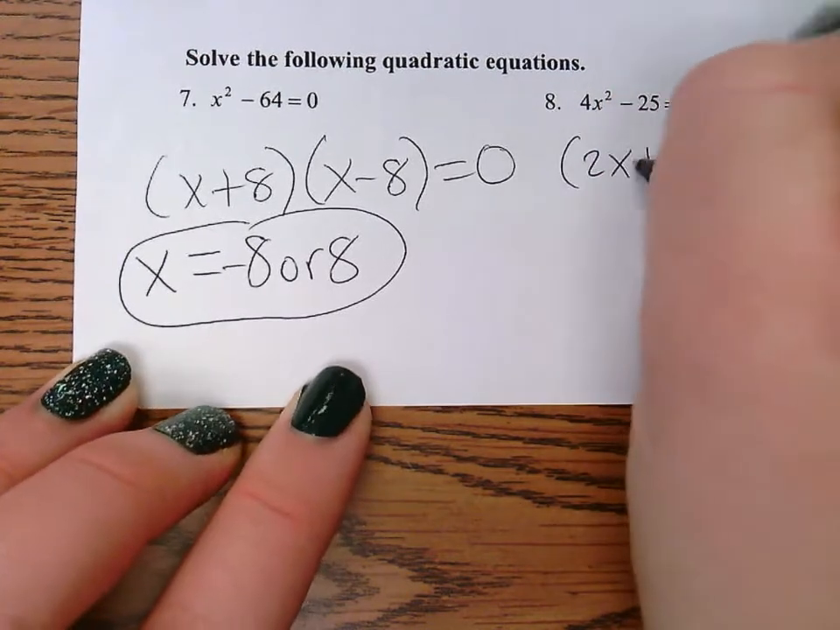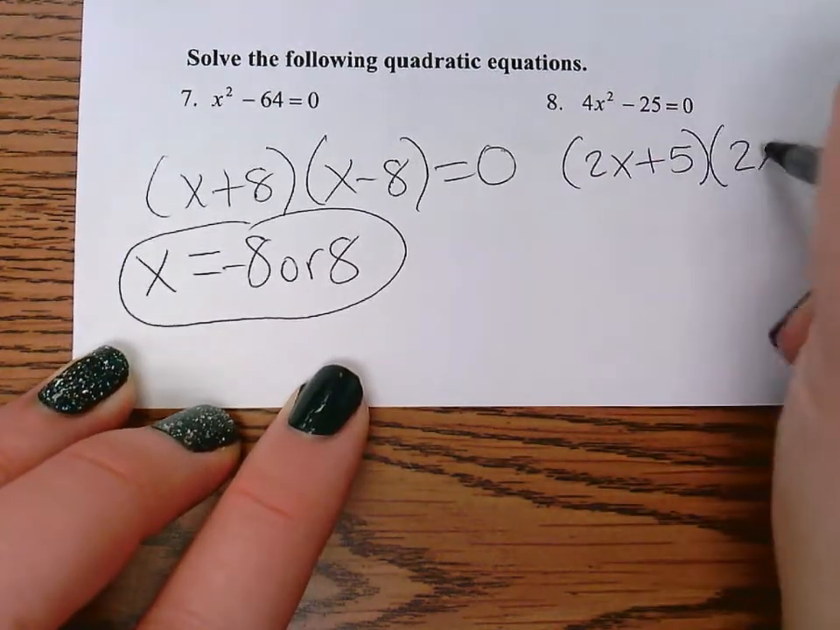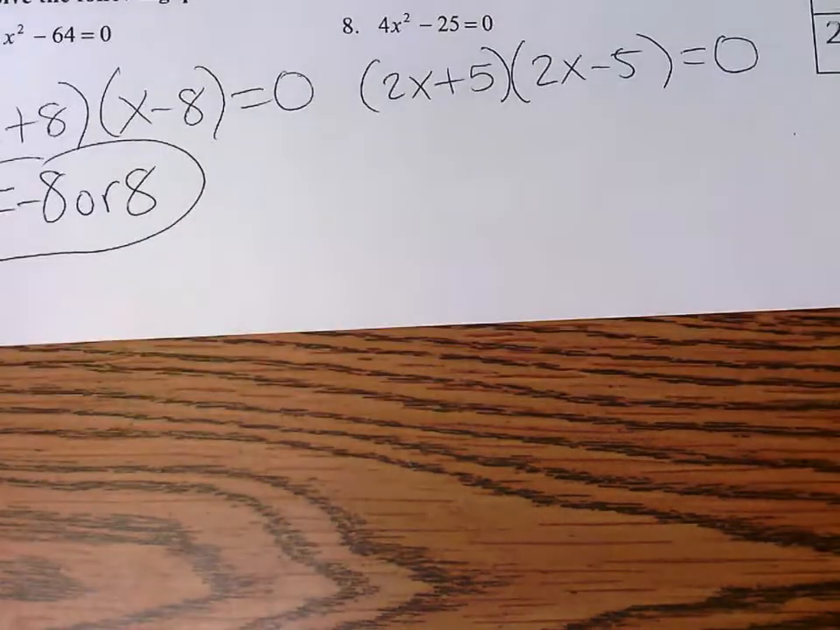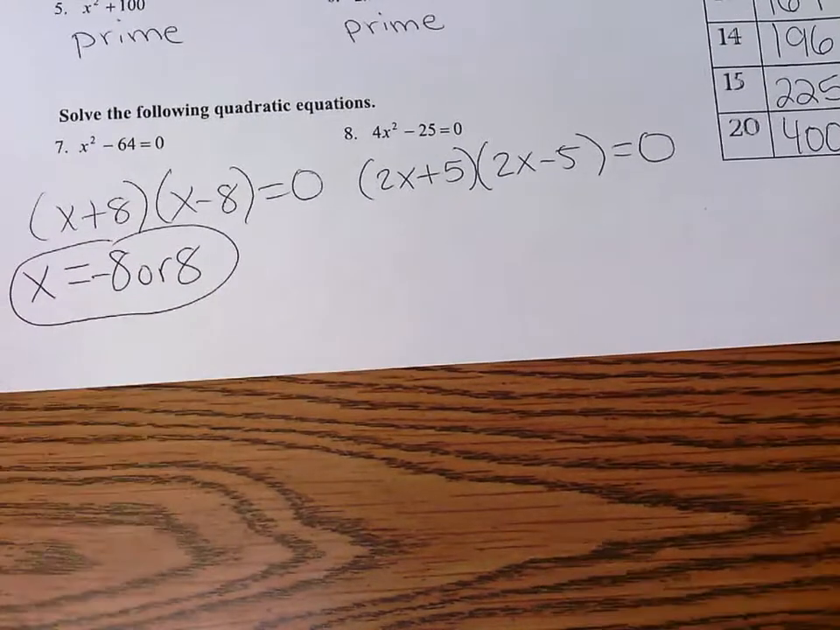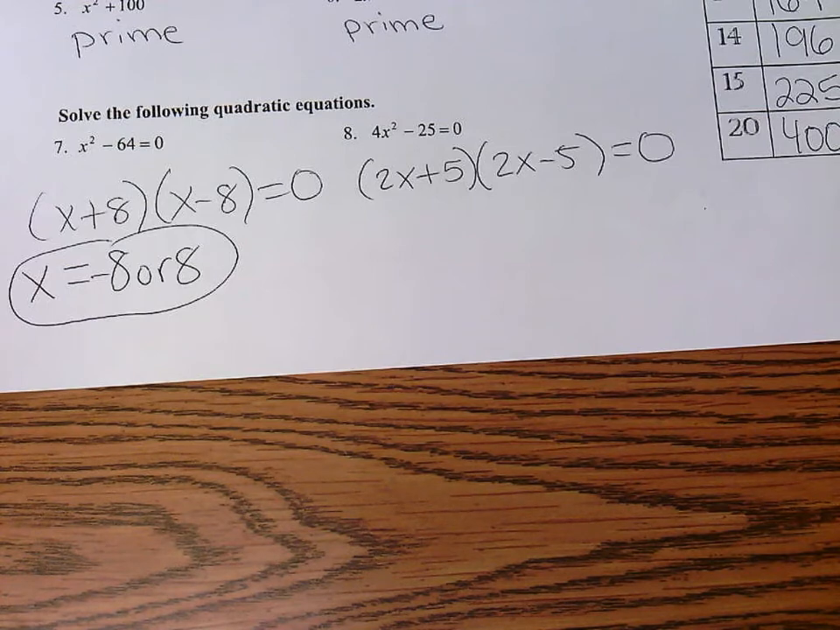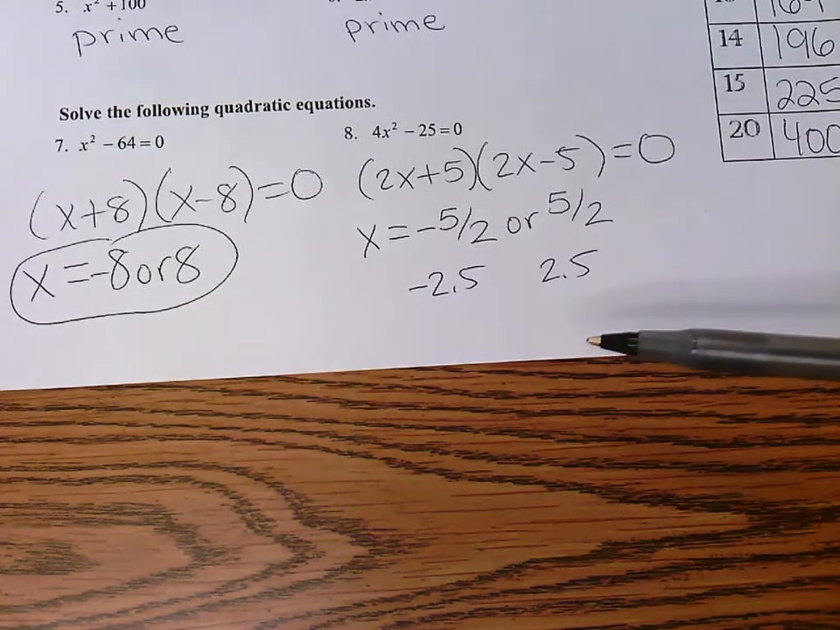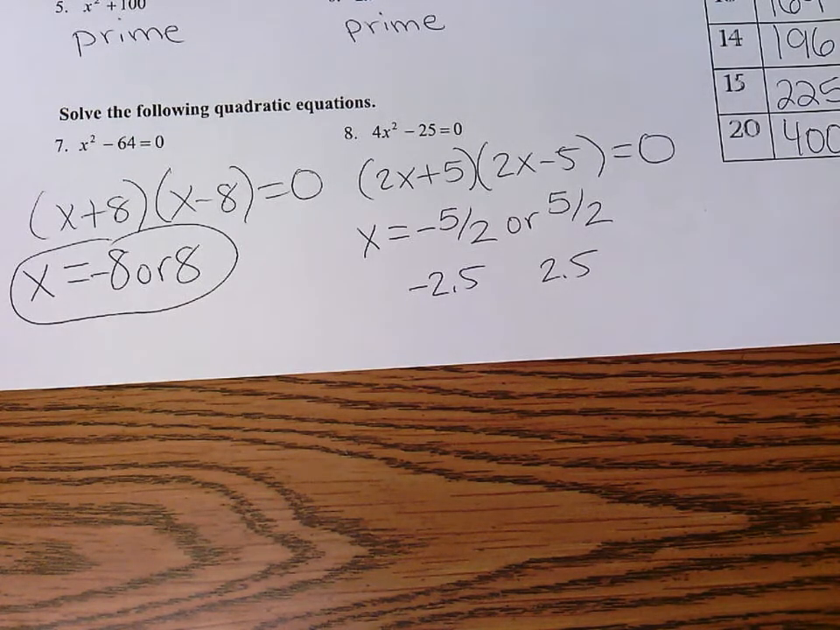So this would be 2x plus 5, 2x minus 5. And then you're going to use the zero product property to solve for x like we did up top. So take one more minute to finish number 8 and check them. So negative 2.5 or 2.5, right? Okay.